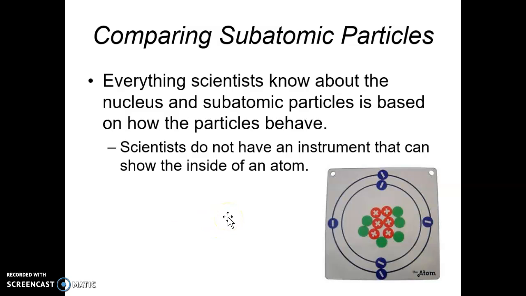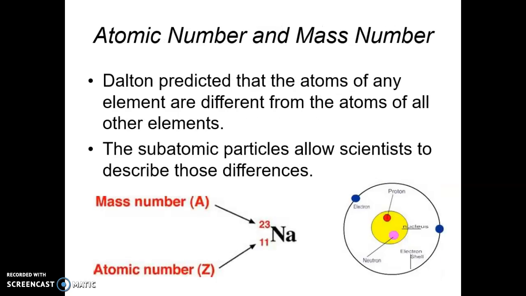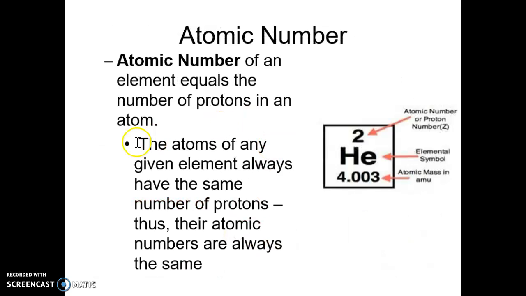If we want to compare the subatomic particles some more, everything that we know about them is based off of what we know about the nucleus and how particles behave. We don't necessarily have an instrument that shows us the inside of the atom. So an important part of this section is to talk about atomic number and mass number. Dalton predicted that atoms of any element are different from atoms of all other elements. And these atoms that we're looking at all have a unique atomic number, okay? The atomic number refers to the number of protons that the element has.